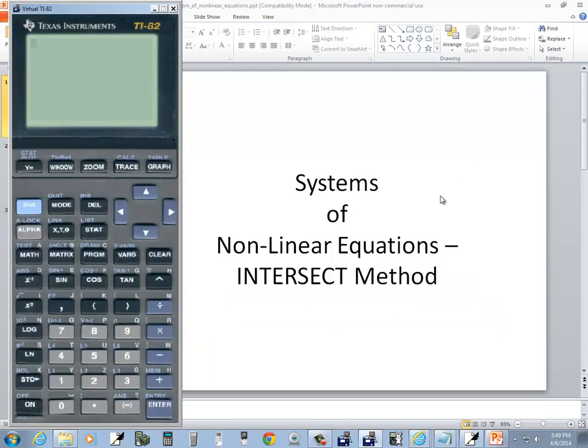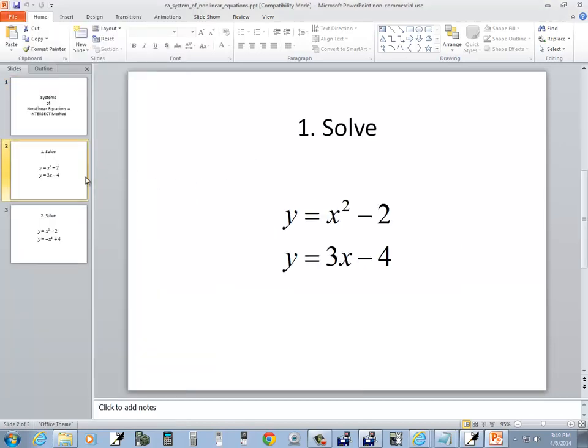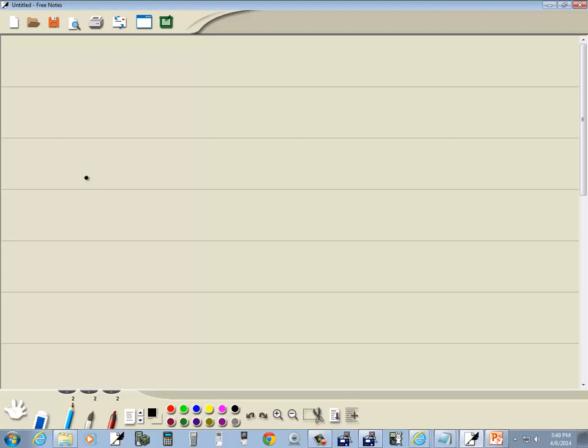Okay, now let's take a look at systems of nonlinear equations. Our first one is where we have y equals x squared minus 2 and y equals 3x minus 4. This works well on a calculator if you can solve for y easily. When I say solve for y easily, if you have an even power on y or an absolute value around the y, you can't solve for it easily.